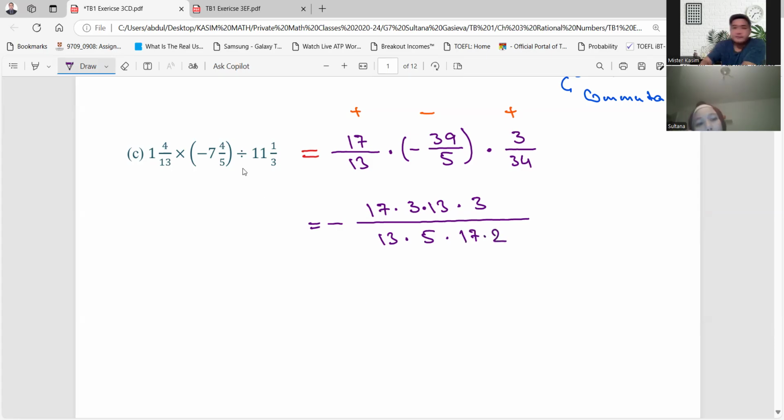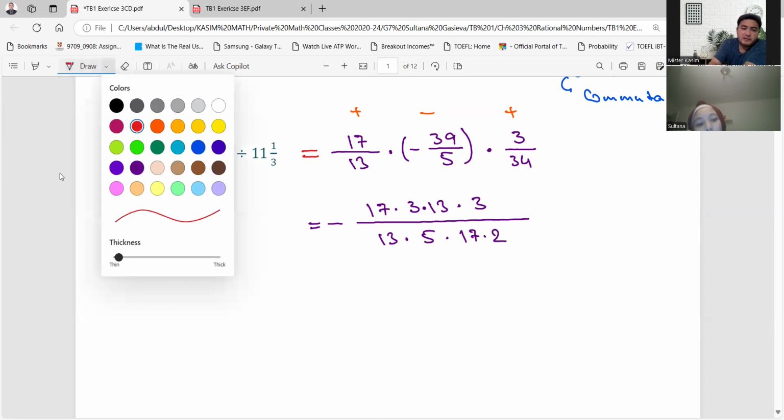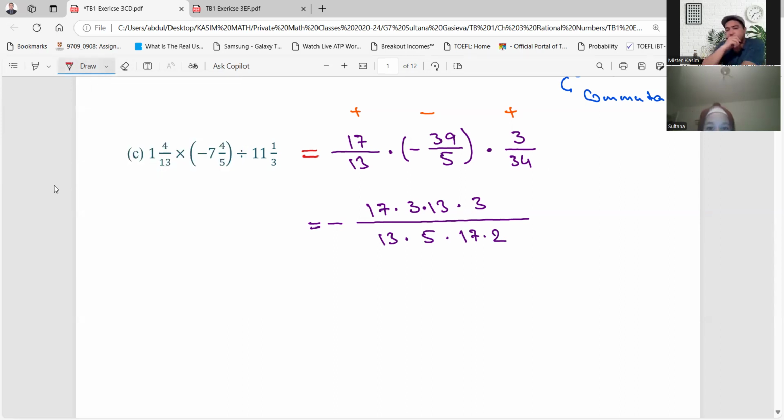Now, what are the common factors? Can you tell me? Not the least common multiple. Common factors. Now we have to simplify, right? So we are going to cancel out common factors. 17 and 17 is a common factor, right? Next, 13 and 13, right?